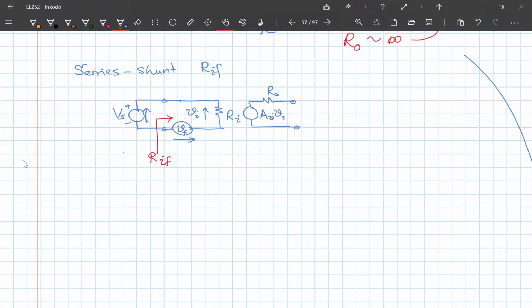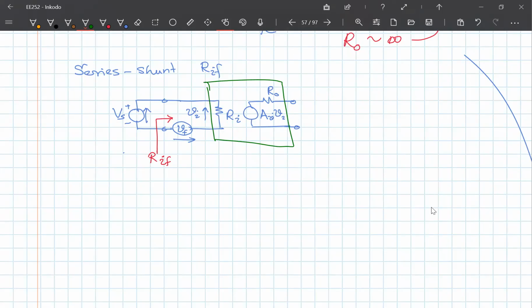All right, so this is the circuit. The output has a voltage source for this. So this is my circuit without feedback. This is the amplifier, a voltage amplifier, without feedback, that is a series shunt connection.